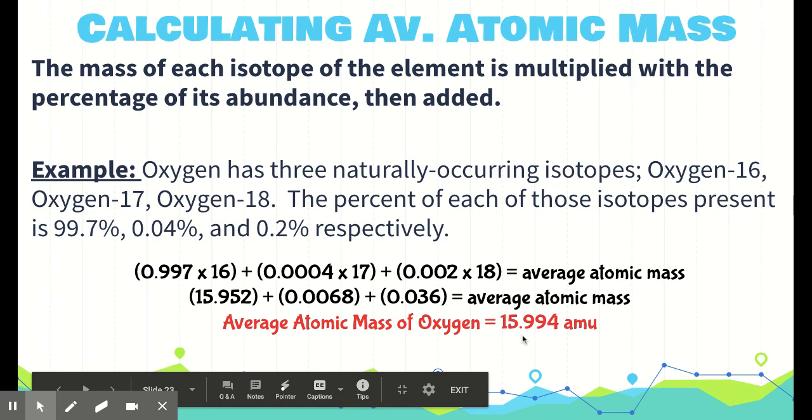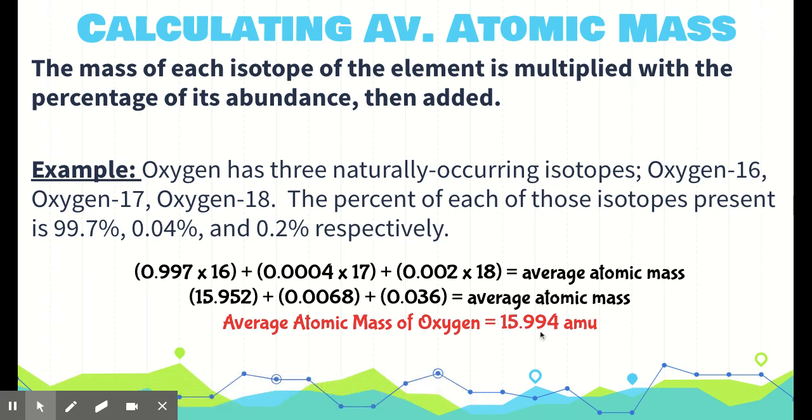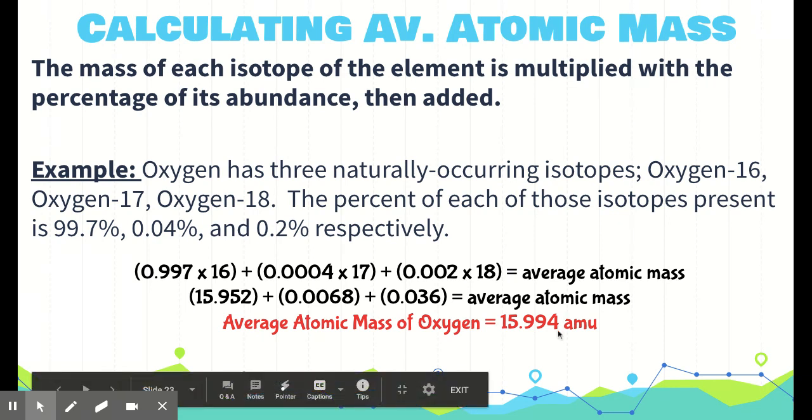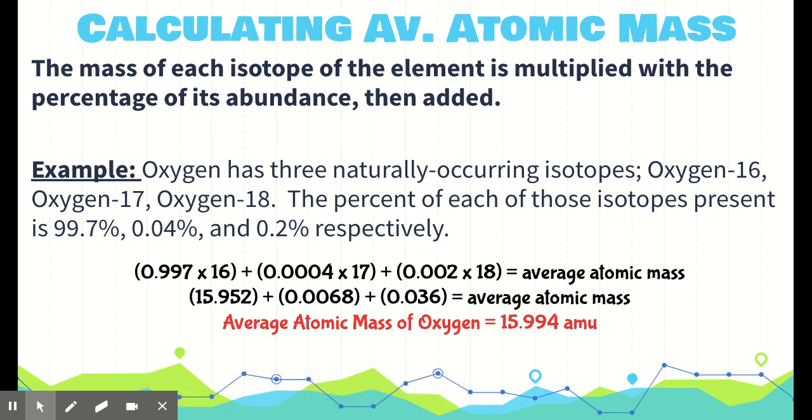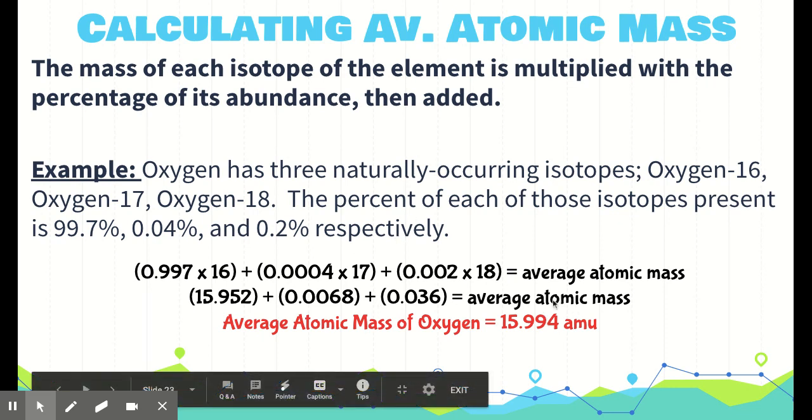So this number, when you're calculating average atomic mass, should match what's on the periodic table, or be very, very close to it. If your very last number is off a little bit, that's okay. It's probably just a rounding issue. If you look at a bunch of different periodic tables, they're all going to have slightly different atomic masses anyway. So that's how you can double check yourself. You calculate your average atomic mass, and it should match what's on the periodic table.